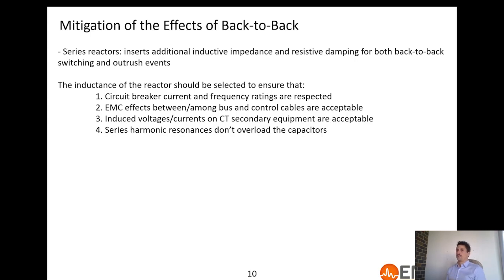Okay, so I already actually explained this slide. The mitigation here is the tuning reactor, which is in series with the capacitor. You have several things to check when you design this series reactor. Of course the breaker current and frequency, that's the first thing. When you have high frequencies, it may also go to the control system. So you need to make sure your control system is immune to high frequencies. And if not, you may also want to lower the frequency even more.